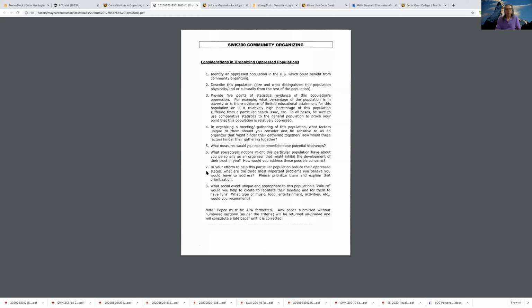So what are the three biggest problems inhibiting them or preventing them from being mainstream? In other words, what are the three main problems that cause their oppressed status? So what I want you to do is indicate what they are and explain each one thoroughly. Not a sentence, not a bullet. Give me a couple of sentences and explain what exactly is the problem and why is this contributing to their oppression and why does it need to be resolved. Then prioritize them and explain that prioritization.